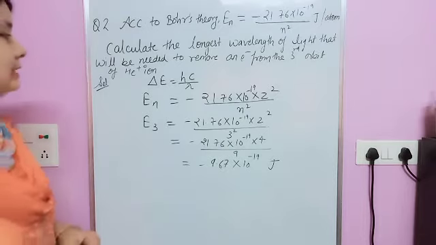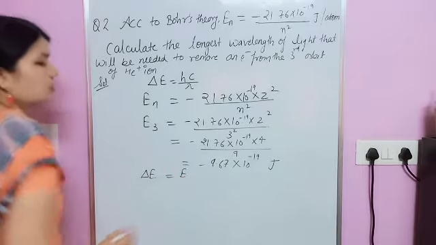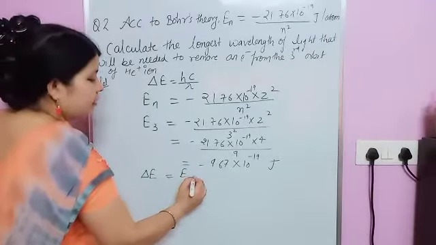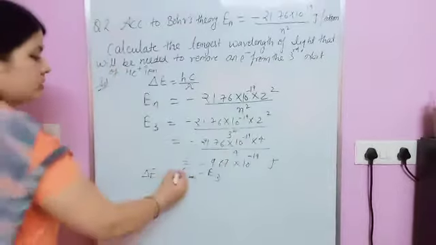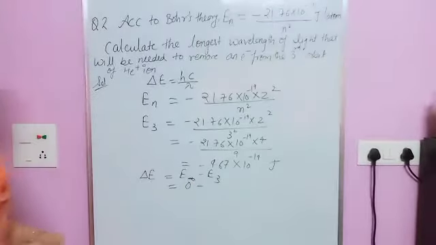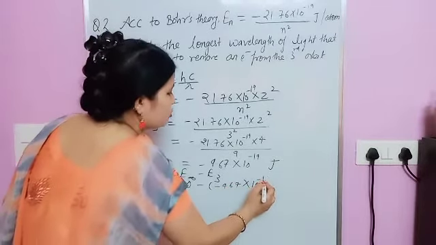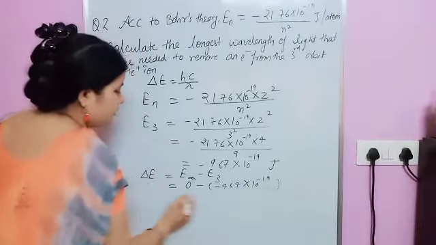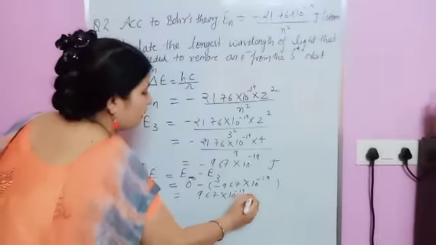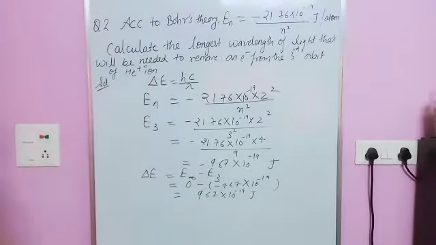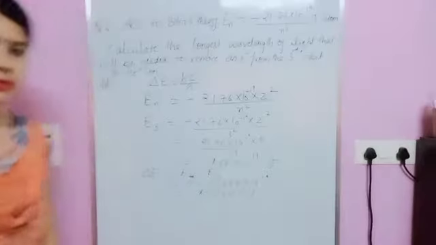You have to calculate delta E. Now how to calculate delta E? That one is E infinity minus En, and we are talking about which orbit? That one is the third orbit. So this one, E infinity, is equal to 0, and this value is minus 9.67 into 10 to the power minus 19, so minus minus becomes plus: 9.67 into 10 to the power minus 19 joule. This is your delta E. Now you can put the value in this formula and solve it.